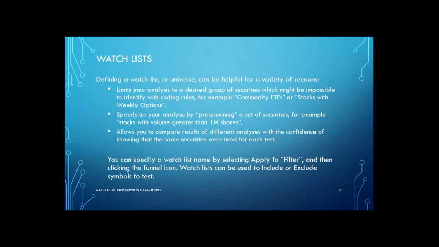And obviously, the other reason to use watch lists is if you're trying to compare different systems or different variations of the same system, you want to be running against the same watch list every time so that you're comparing apples to apples. We already talked about how to specify a watch list using the apply to filter. In that filter, you can use a watch list both to include symbols and also to exclude symbols. So for example, if I really want most of the S&P 500, but I don't want biotech stocks, for example, I could define a list of biotech stocks and I could put those on my exclude list.